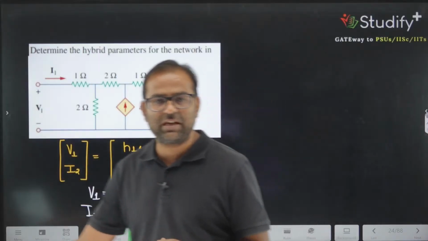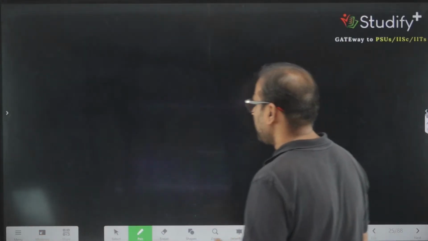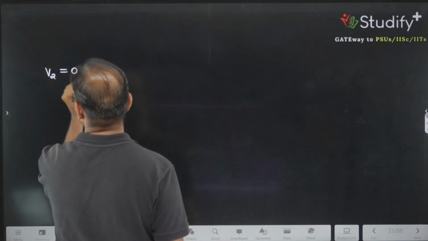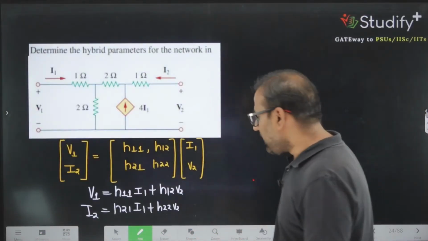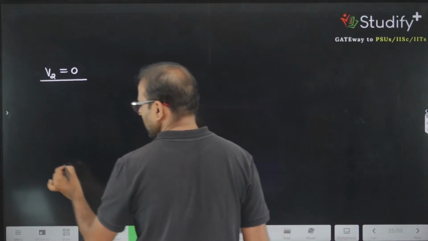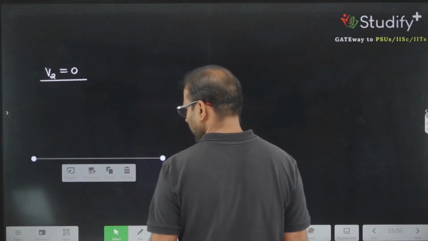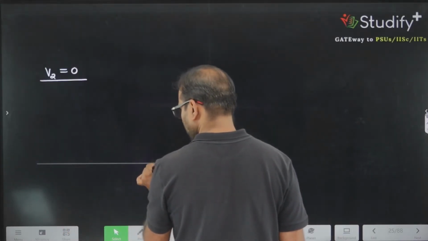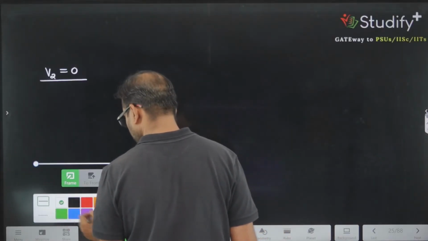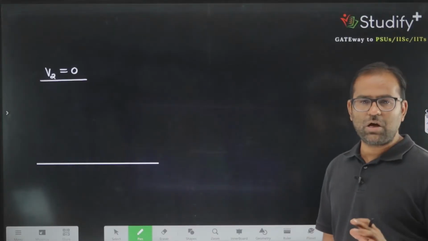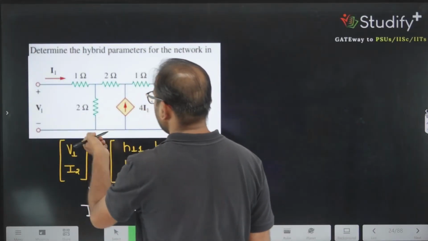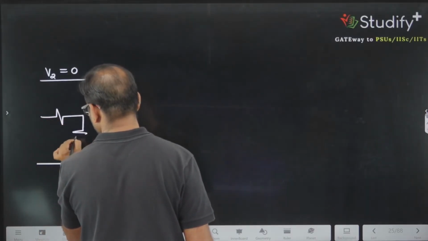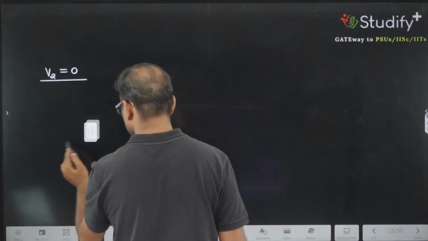What is our first case? The first case, we are taking V2 equal to 0. If I am taking V2 equal to 0, let me draw the circuit, how the circuit will look. If I take V2 equal to 0, the output port is short circuited, then we have nodes 1, 2, 2. Let me draw it here.